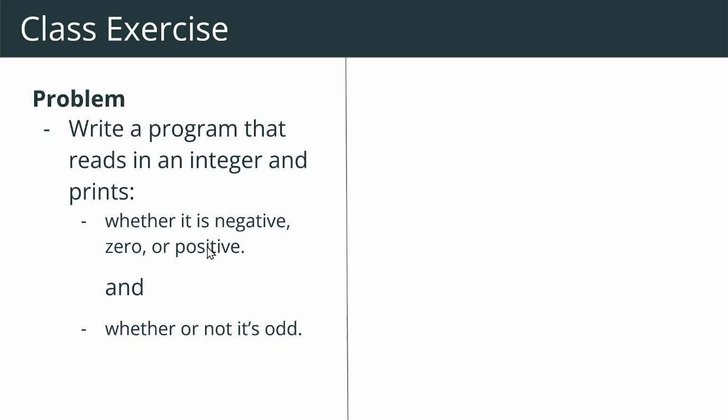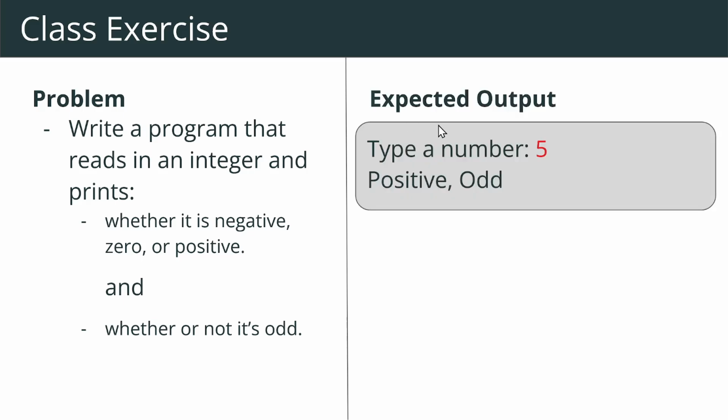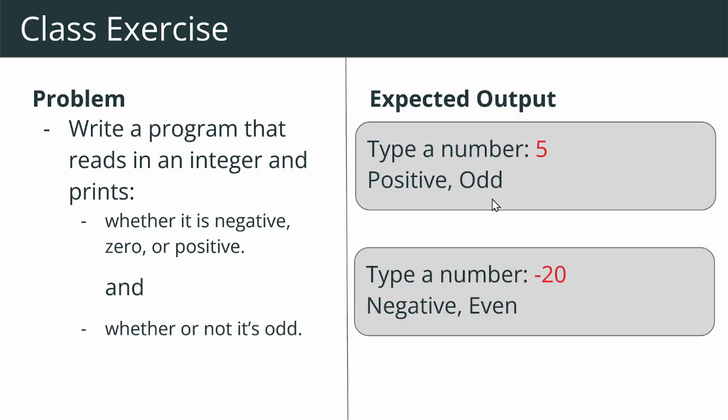Let's say we were to write a program that analyzes an integer. For example, the program says, hey, type a number, and let's say we type in 5 as input. Type in 5, press enter. We should expect the program to describe that integer, like describe it as positive, and then it's an odd number. Or let's say we run the program again with -20. This should give us negative and even. Let's go ahead and practice this, apply this real quick.